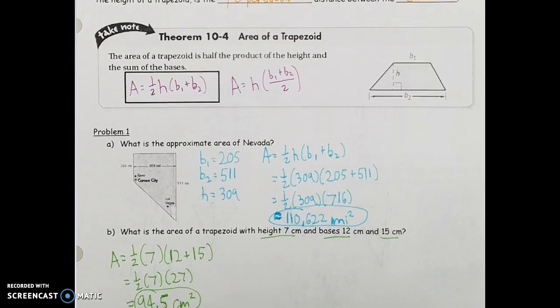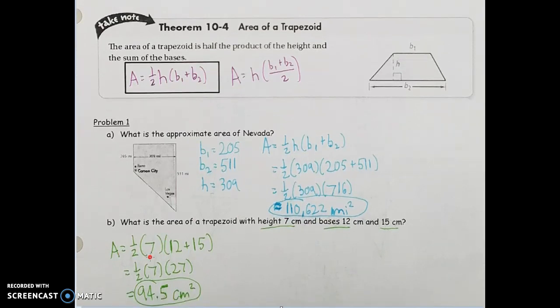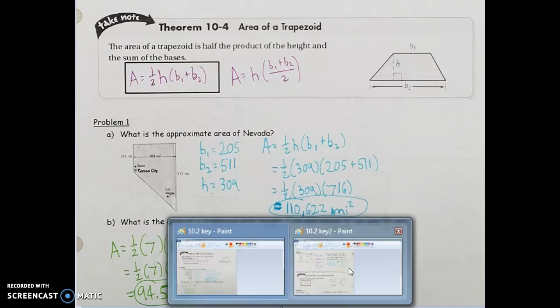So for my area, again, that's going to be half of the height times the sum of the bases. So height would be 7, bases are 12 and 15, so that would be a sum of 27. And if I just substitute all of those and multiply, 1/2 times 7 times 27 should come out to 94.5. And again, got to be careful of our units there. We got to use square centimeters as units for an area.